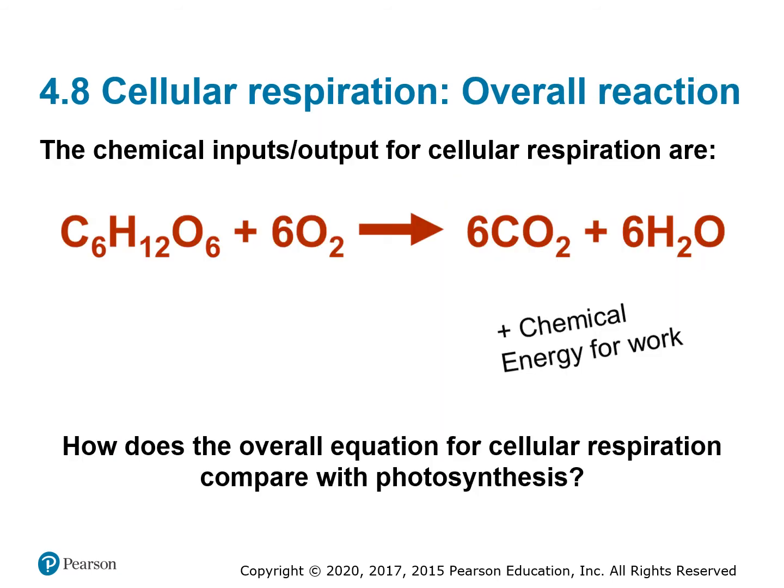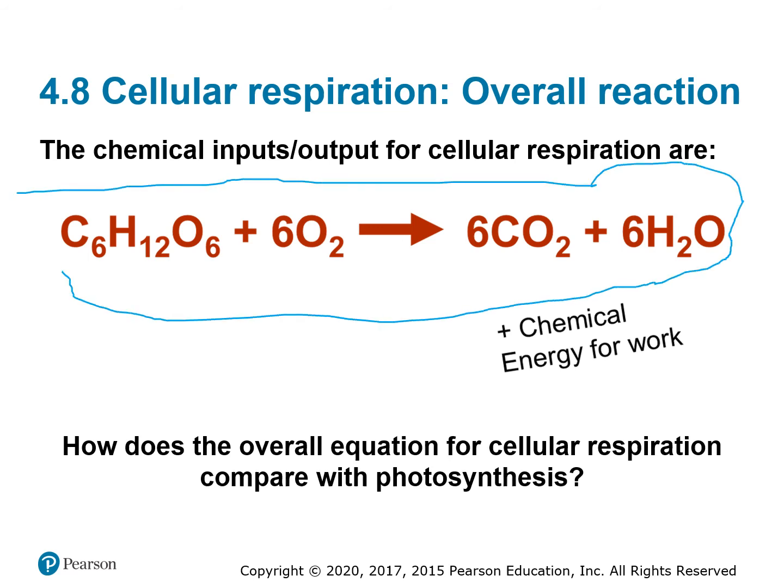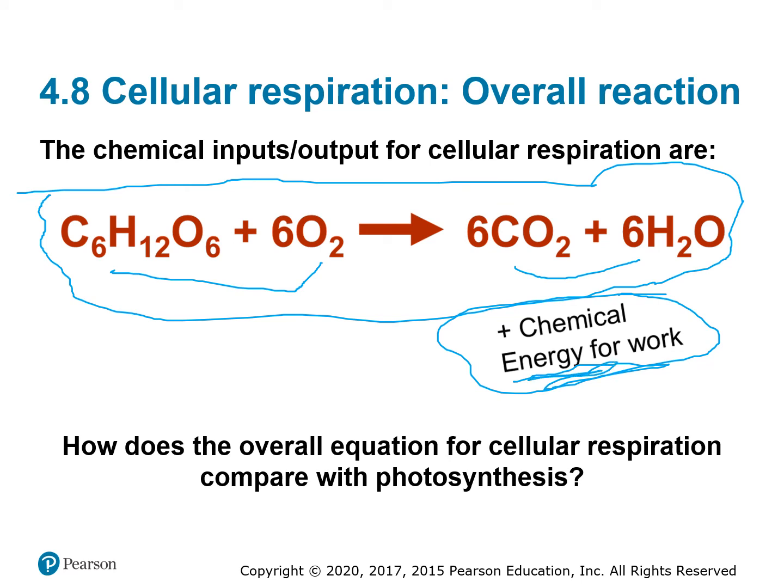So you definitely need to know the overall equation for cellular respiration, right? The reactants, glucose and oxygen, the products, carbon dioxide and water. And don't forget, very, very important, one thing I don't like about the way they do both photosynthesis and cellular respiration is they kind of put this on the side like it's less important, but this is the goal of cellular respiration, is to make ATP that can then be used, it's the proper form for the cell to do work.